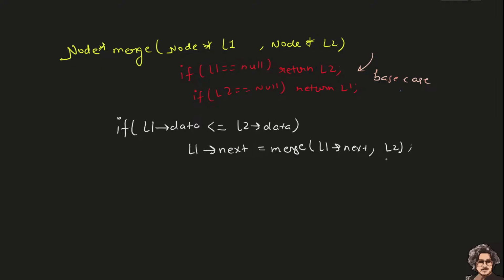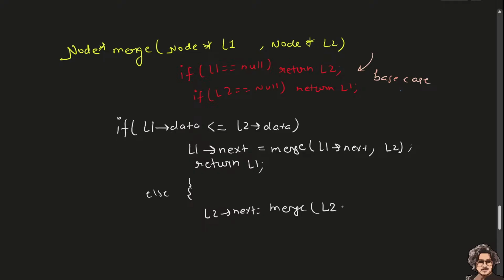And finally we have to return the L1. Else case, if this is not correct, then in that case L2 dot next is equal to merge, and this remains L1, comma, this will be L2 dot next. And then finally we have to return L2, and this is clear. Okay, so this is the whole code.